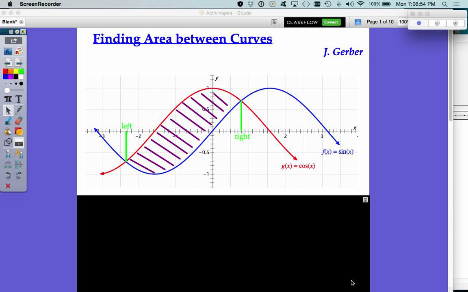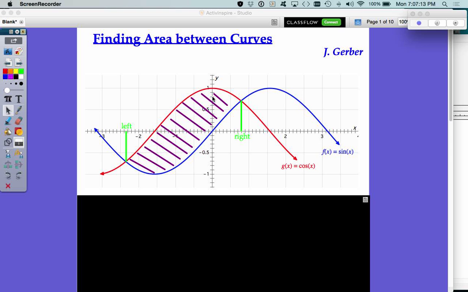Okay, so previously we were looking at the definite integral. And in this unit, we start now looking at applications of the definite integral. And the first application we want to look at is finding the area between two curves. Well, in fact, actually, we're going to start by finding the net signed area between two curves. So let me specify what I mean by those terms.